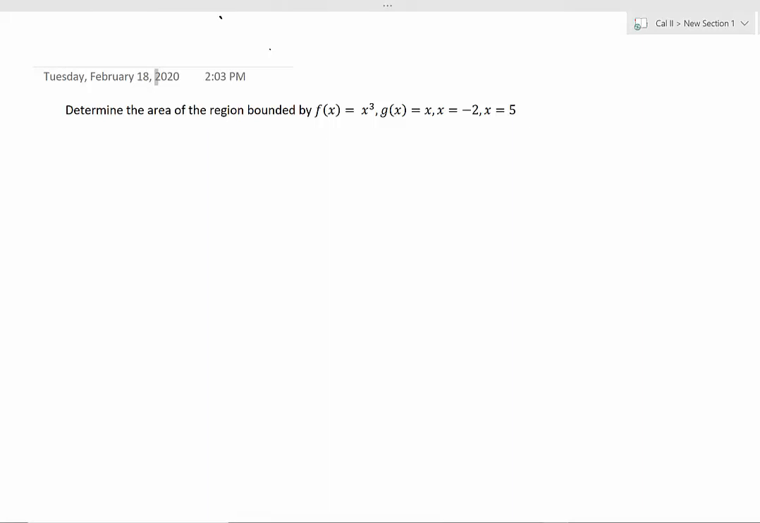Let's look at a problem right here to determine the area of the region bounded by four functions. The first one is f of x equals x to the third, g of x equals x, and x equals -2, x equals 5. Let's start thinking about how to determine the bounded area of the functions.